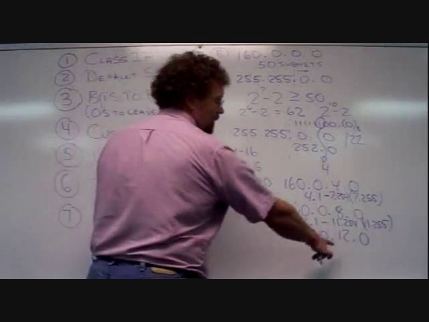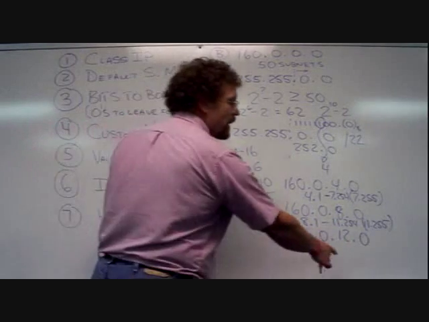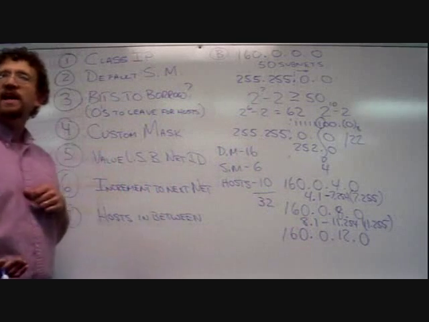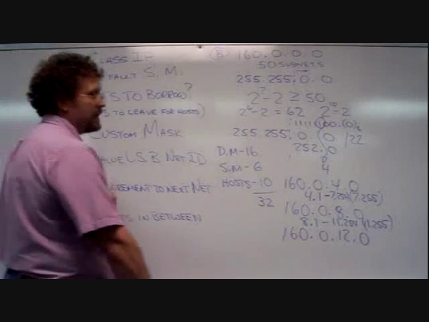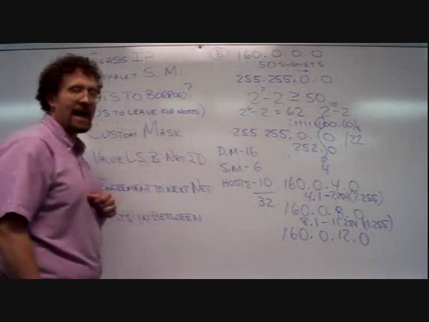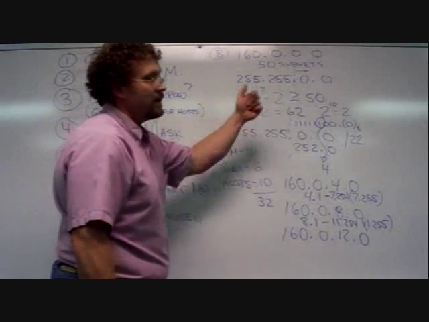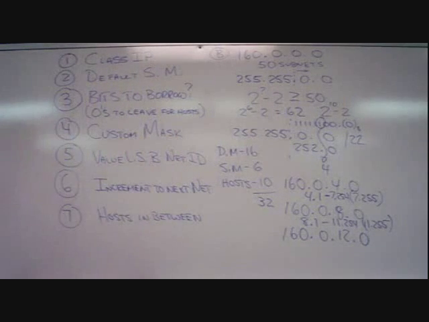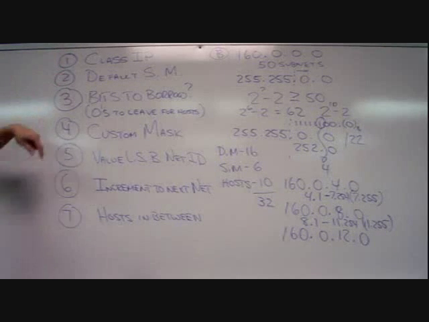The next one would be 12.1 to just short of the next increment of 16, 4 up, 15.255, 15.254 being the last usable host. And that's how we get 1,022 usable hosts. So we've taken a B, we've gone through each step.